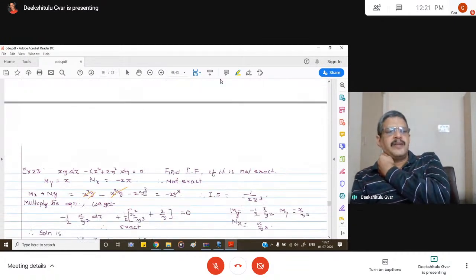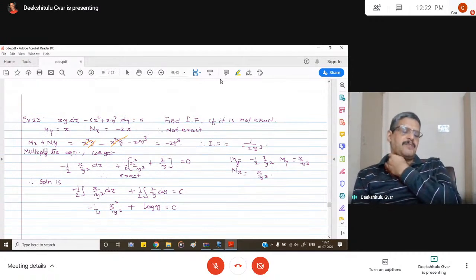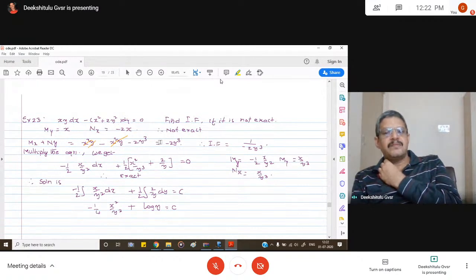Another problem, xy dx minus (x square plus 2y square) dy is equal to 0. Find the integrating factor if it is not exact. So dou M by dou y is x and dou N by dou x is minus 2x. Clearly they are not equal, hence it is not exact. So check whether Mx plus Ny is not equal to 0 or not. So M into x is x square y, N into y is minus x square y minus 2y cube. So x square y gets cancelled, we will be left with minus 2y cube, which is not equal to 0. So the integrating factor is minus 1 by 2y cube.